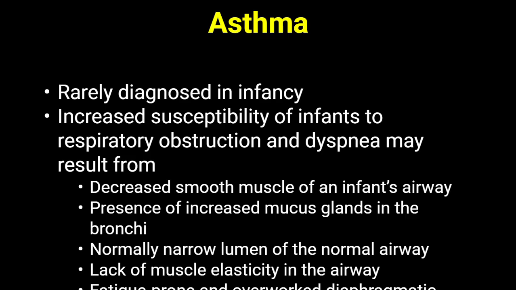Airways collapse more easily. Infants are fatigue-prone with an overworked diaphragmatic muscle; infants depend on their diaphragm, and it tires quickly. Think about it. A small amount of bronchospasm or mucus in an infant's already narrow airway causes proportionally more obstruction than in an adult. This is why infants with asthma or bronchiolitis can deteriorate so rapidly.